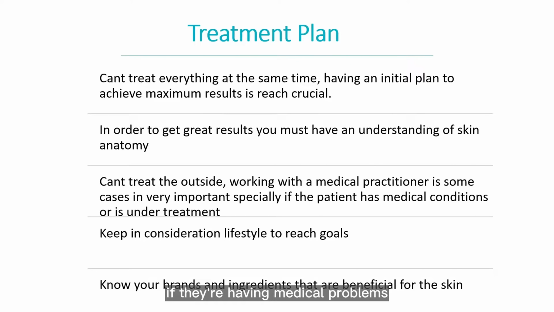If they're having medical problems, it's very important that you refer out to a medical practitioner or that they continue to be under treatment. If it's hormone related, it doesn't matter how many treatments you do, as long as the hormones are not balanced, they're going to continue to have the same problem. Melasma is also hormonal. It's a problem with hormones, the same thing. It can improve, but it's not going to go away.